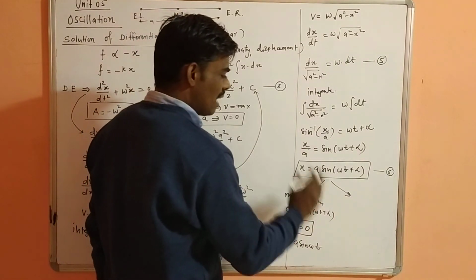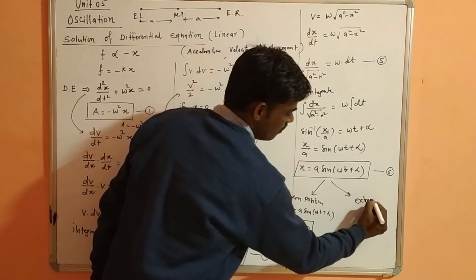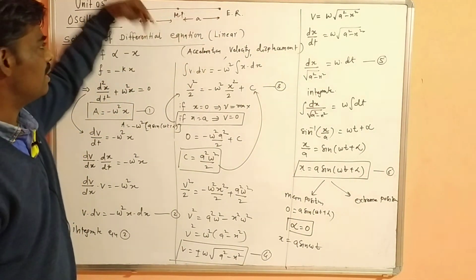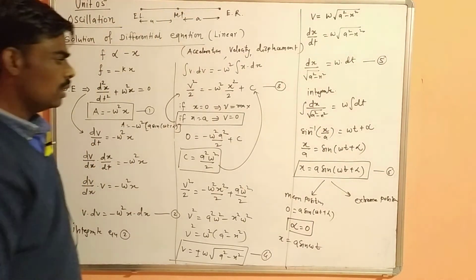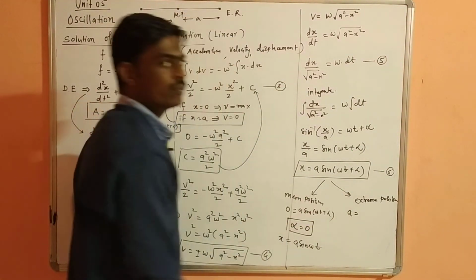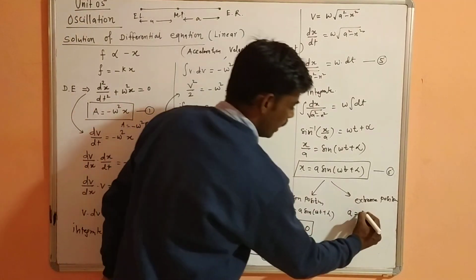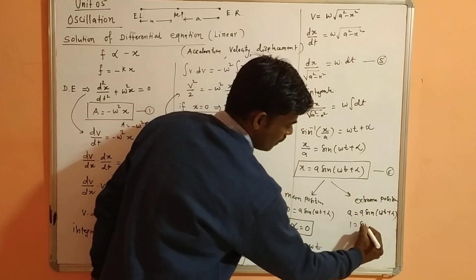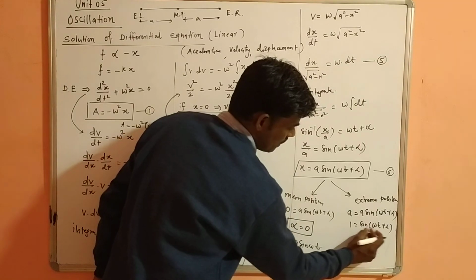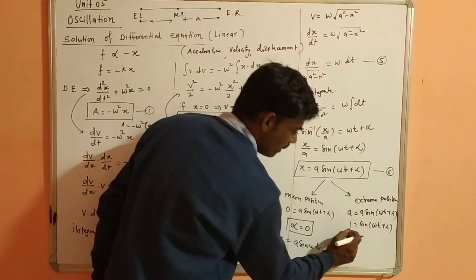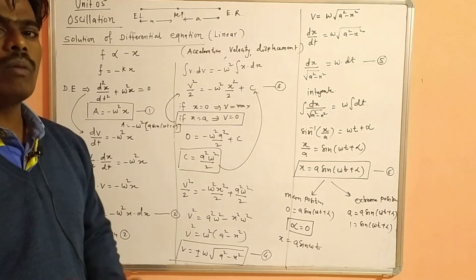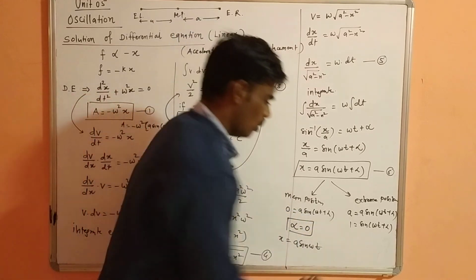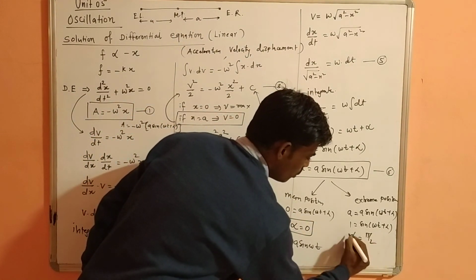And if particle starts SHM from extreme position, now the case is different. If particle starts SHM from extreme position, either extreme left or extreme right, here the value of x is equal to a, the amplitude. So a is equal to a sine omega t plus alpha, a cancels a, 1 is sine omega t plus alpha, and sine of this angle is 1, that means the value of alpha is 90 degree because time interval we take as 0. So here the value of alpha is pi by 2, 90 degree.